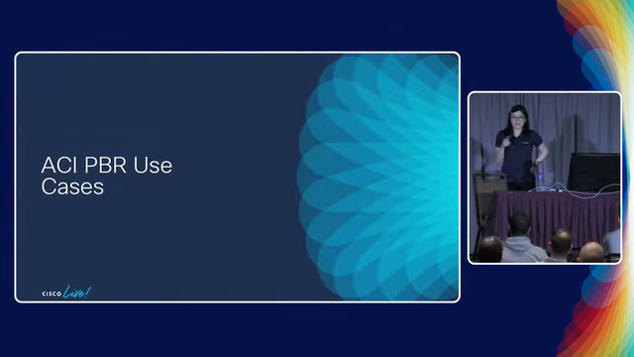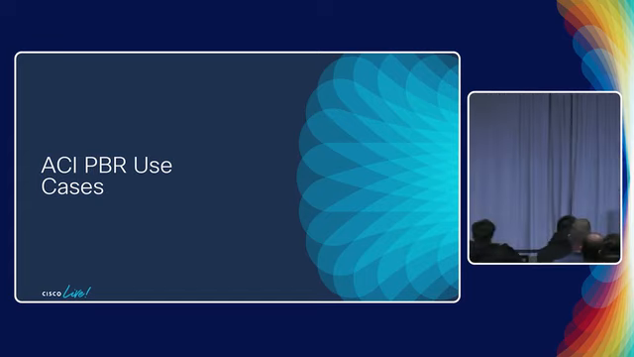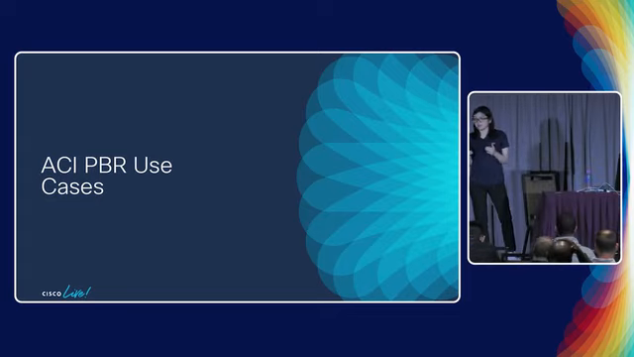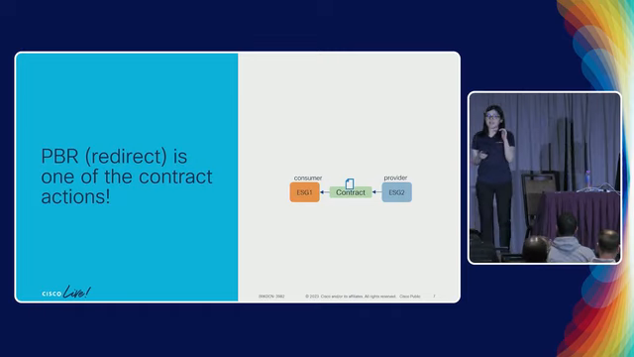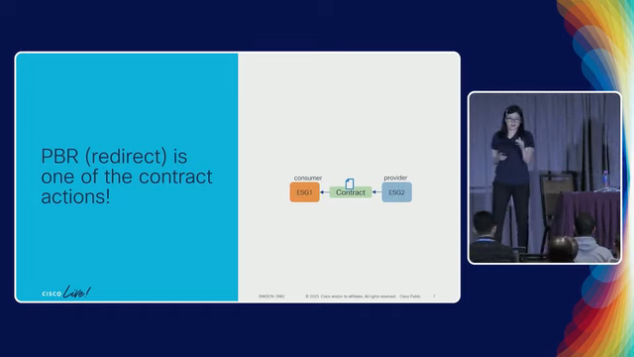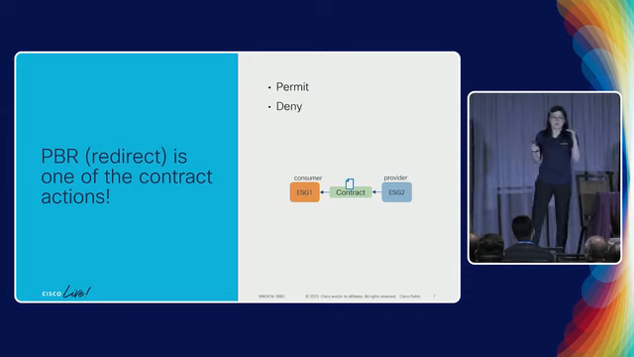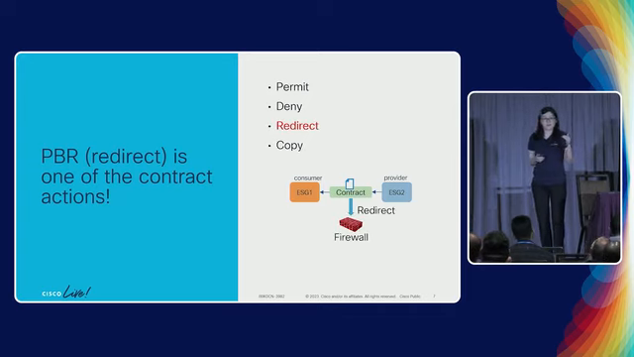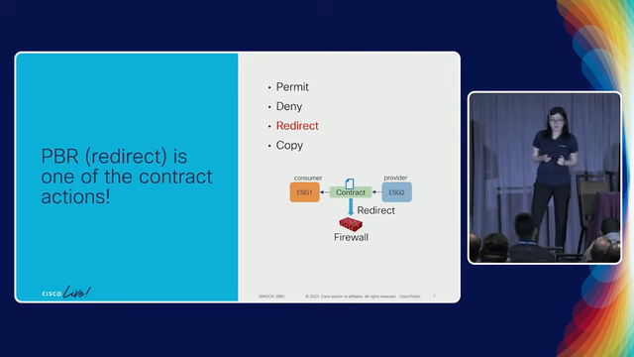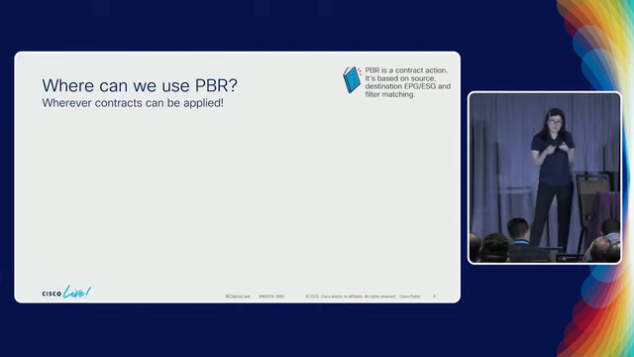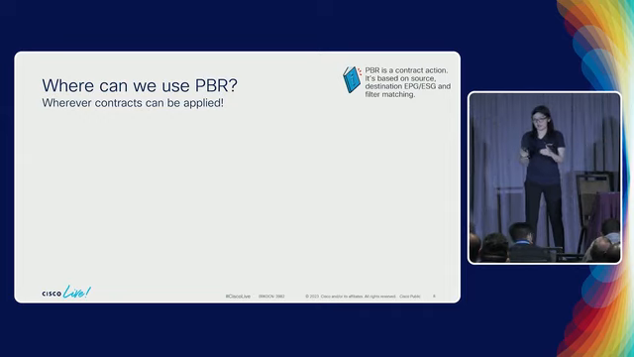So let's start with ACI PBR use cases. So what sort of situation can we use PBR? To understand this, the most important fact is PBR redirect is just one of the contract actions. I believe everybody knows permit contract, that is a default option. You can allow traffic between two different ESGs, EPGs, and so on. We have deny action and redirect and copy, which means as long as we can apply contract, we can use PBR, redirecting traffic.